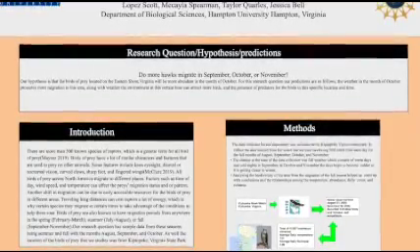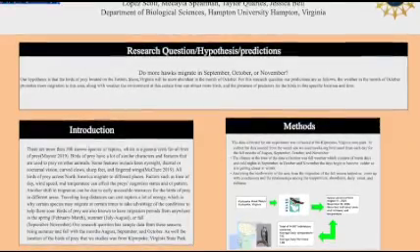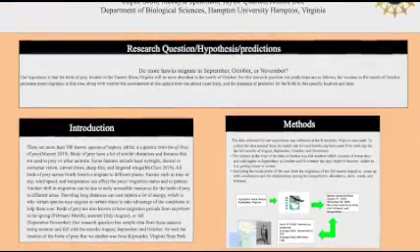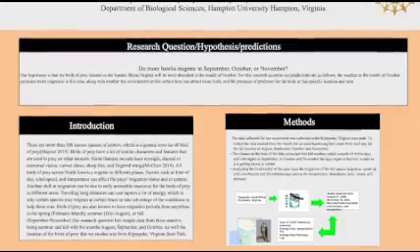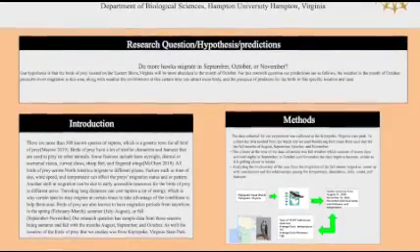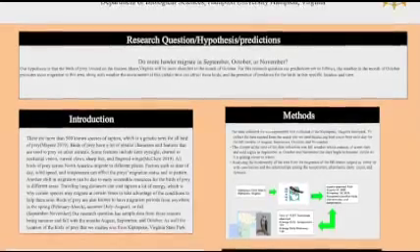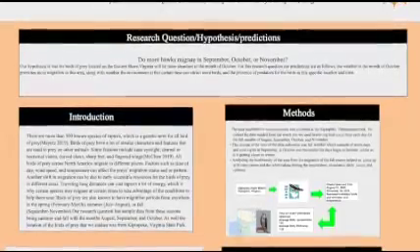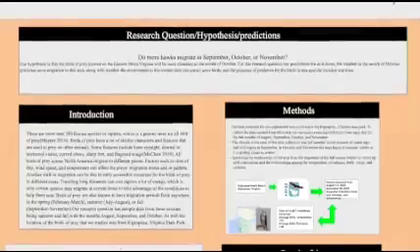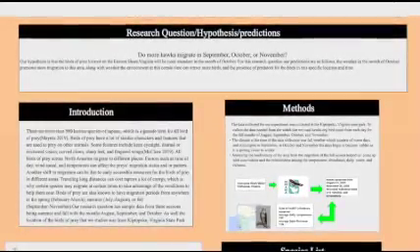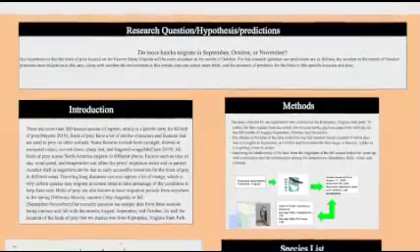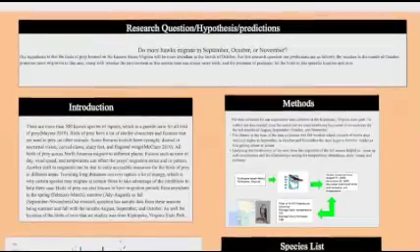Our research question has sample data from these seasons, being summer and fall, with the months August, September, and October. As well, the location of the birds of prey that we study were from Virginia State Park. Our research question is, do more hawks migrate in September, October, or November?